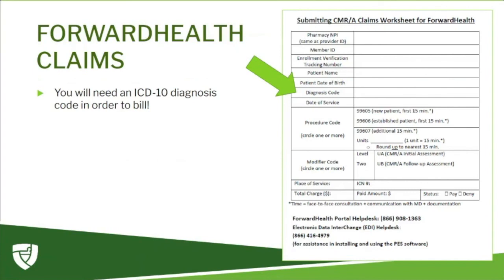This is a little worksheet that has all of the information that you would need for billing on the Forward Health portal. So NPI number, member ID number, patient information, diagnosis codes, if that's what the reason is. And then here are the procedure codes, or CPT codes, and then the modifiers. And we'll talk a bit about that on the next slide. And then at the bottom are the phone numbers if you need help, if you're having any troubles with any of it.